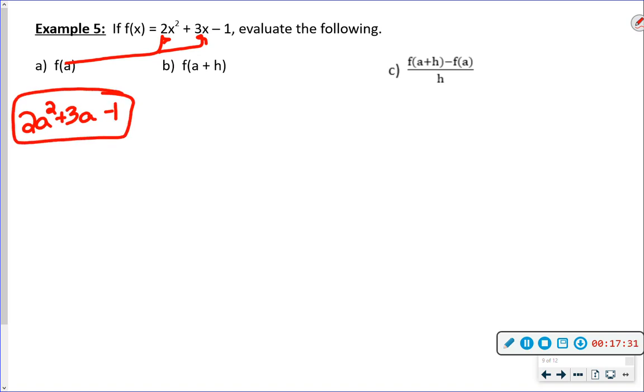And I can't combine the like terms. There are none. I can't do anything else with it. It is what it is. It's kind of ugly, but it is what it is. Okay. Now, this is going to be a fun one because it's going to take me some work.